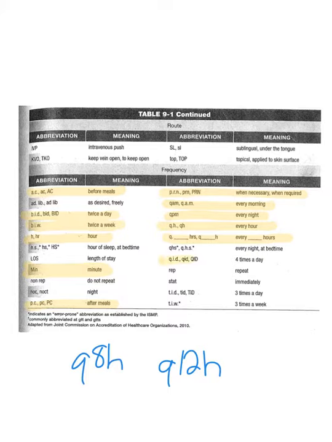Okay, be familiar with QID, means 4 times a day, as opposed to BID, which was 2 times a day. So I always think bi-daily, as that's what that represents. Q is like quarterly, so quarter represents 4. And then TID is 3 times a day. And also TIW is 3 times a week. Okay, so those are the only ones you need to be familiar with.